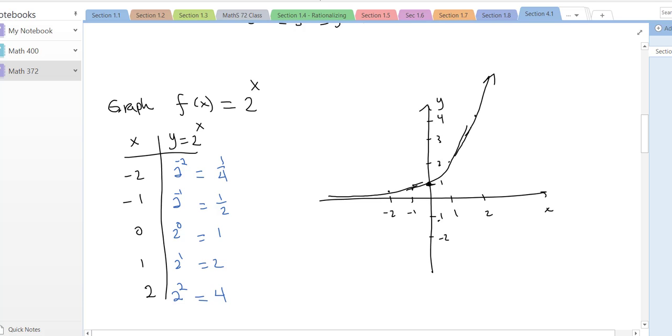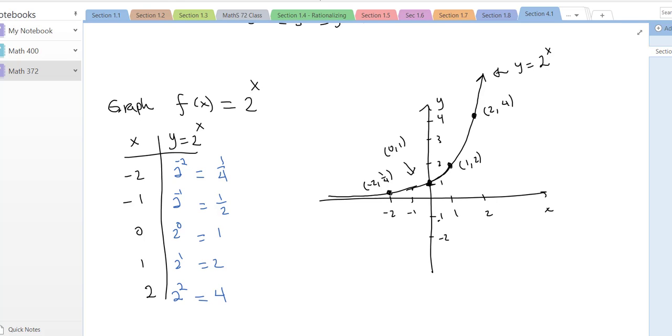Pretend that that's a really nice graph. So here we have our graph. So this is the point 2, 4. This is the point 1, 2. And our y-intercept is 0, 1. And then we have the negative ones. So I'm going to just label this one -2 and 1/4. So there is the graph of our exponential. So this is the graph of y equals 2 to the x.